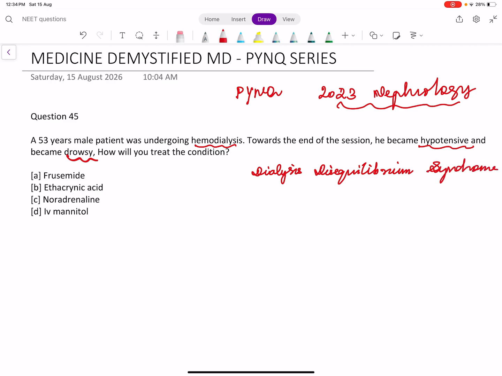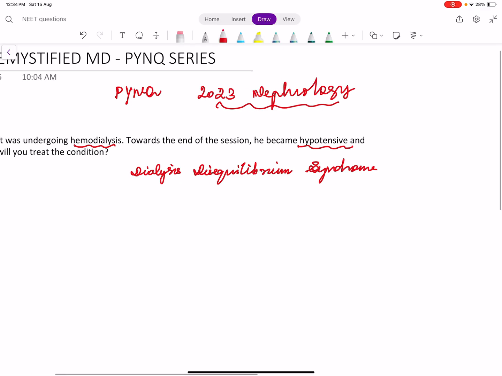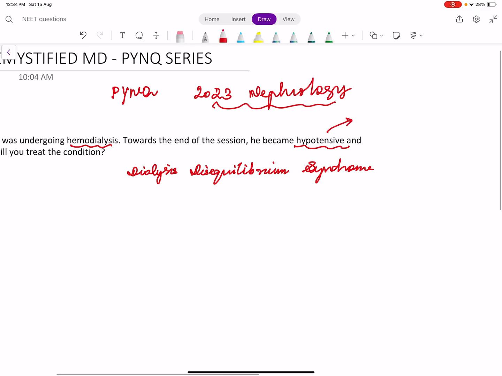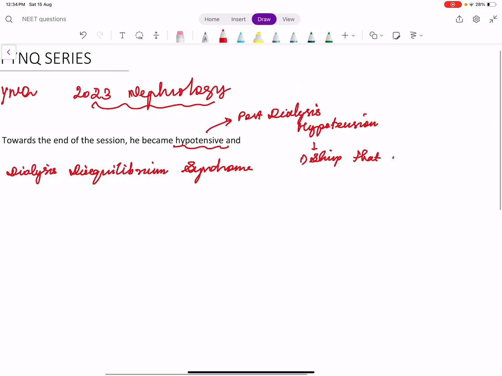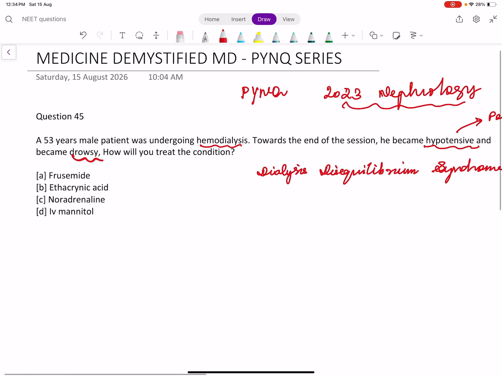If only BP falls, that is post-dialysis hypotension. If there is only hypotension, then we can tell that it is post-dialysis hypotension, because a large amount of fluid is removed. So it is very likely that they can develop hypotension. To reduce post-dialysis hypotension, we should skip that day's antihypertensives. But they are given other findings also.